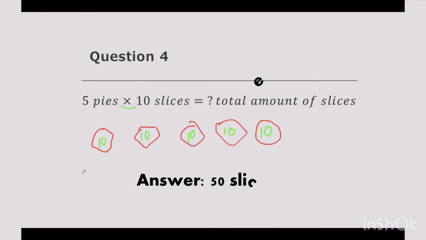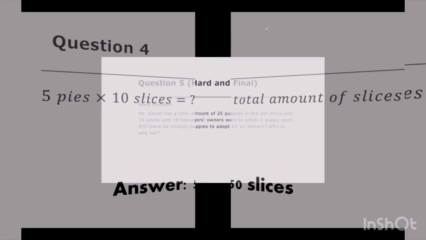50 slices. Remember, guys, you must write the complete answer. If you forgot the slice, give it a minus 1.5 point. But if you got the complete thing correct and you missed the 50, you got next. That's fine. Don't need to stress out.